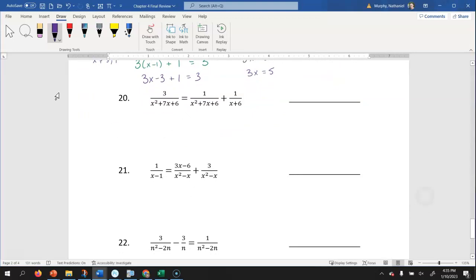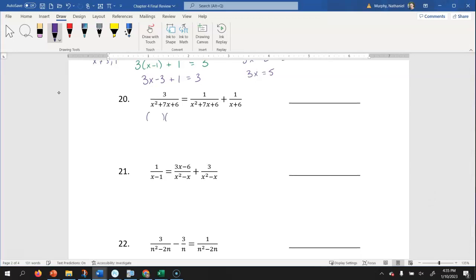All right, for number 20, we're going to start this one again by factoring the denominator. We don't care about factoring the numerators. If there was something in the numerator, we wouldn't need to factor that down. All we care about is the denominators. All right, so for this one, we'd factor this down to be x plus 1 times x plus 6, because 1 times 6 is 6 and 1 plus 6 is 7. The next denominator, it's the same thing.